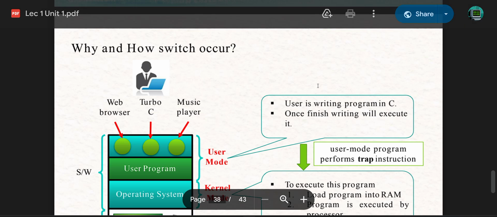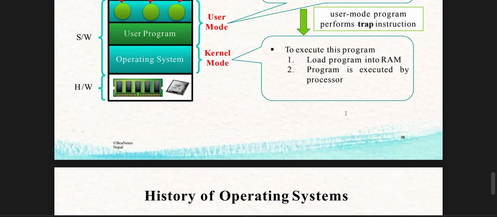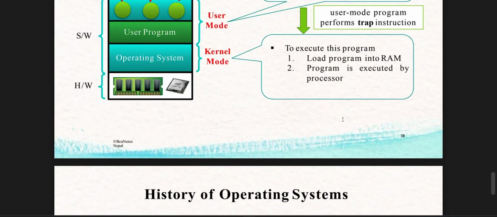One user is writing a program in C. Once finished writing, they execute the user mode program, which performs a trap instruction to execute this program, loading the program into RAM. The program is then executed by the processor.